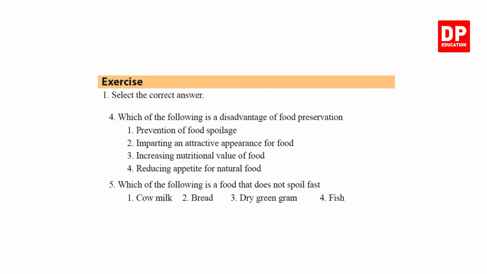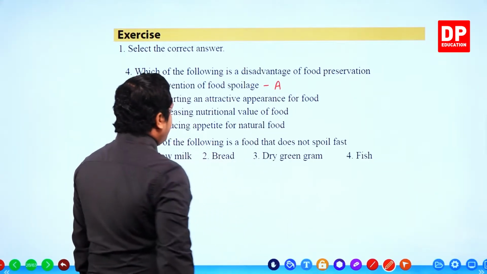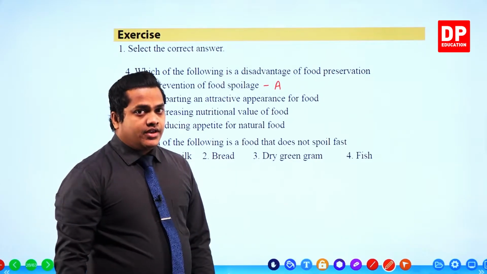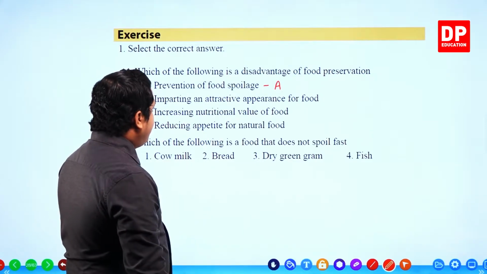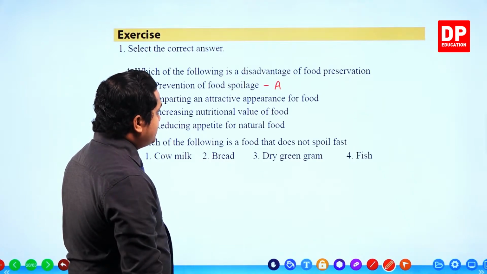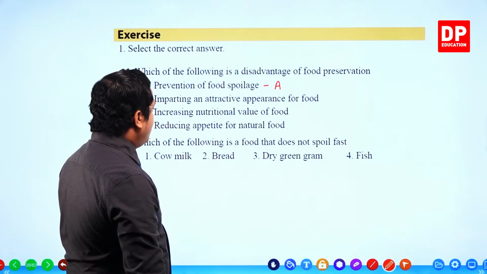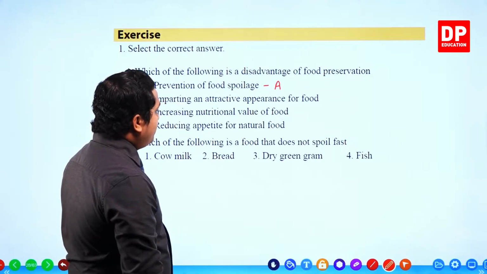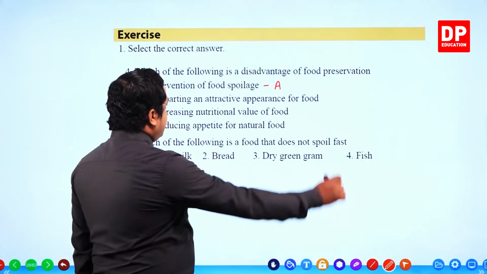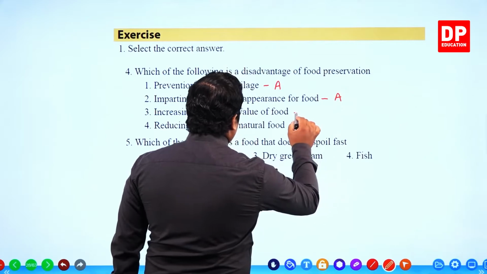Then the next one. Which of the following is a disadvantage of food preservation? Prevention of food spoilage. Actually, that is an advantage. Prevention of food spoilage is an advantage. Imparting an attractive appearance for food. Increasing nutritional value of food. Reducing appetite for natural food. So you can see these things are advantages.